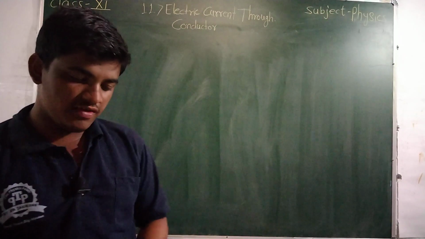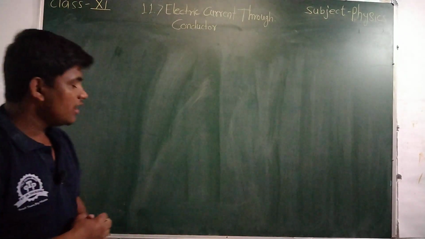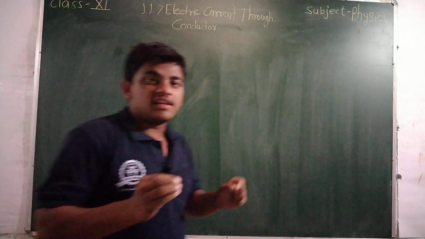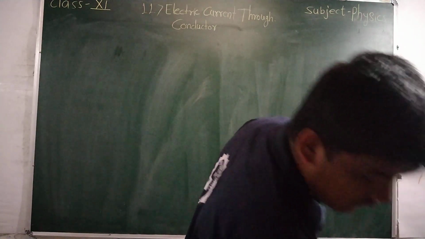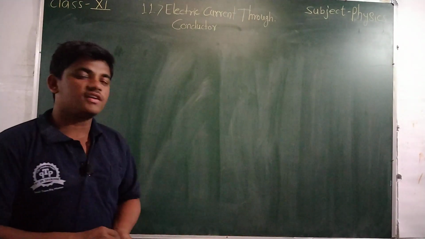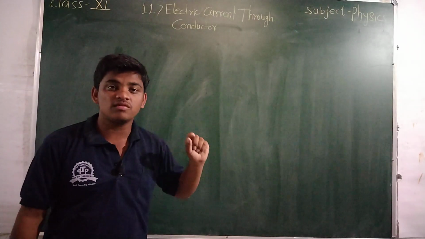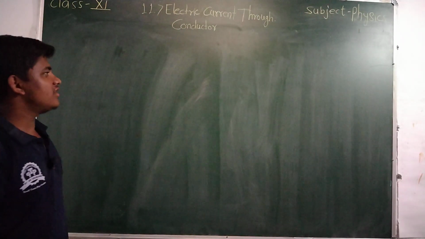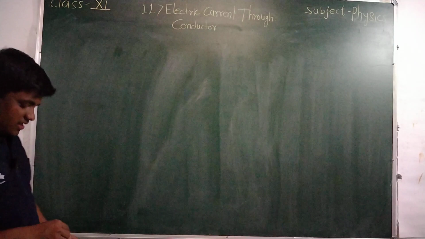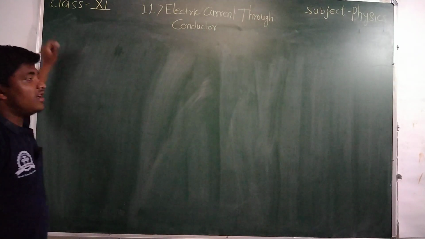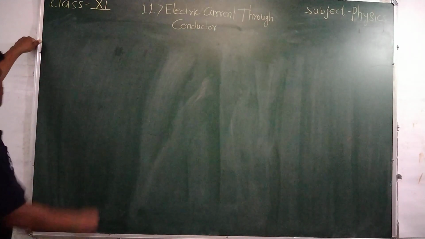In the previous lectures we discussed connecting resistors in series form. When resistors are connected in series, the current through each resistor is the same. And in this lecture, we will connect resistors in a parallel combination.